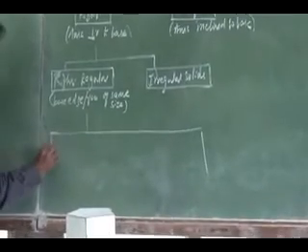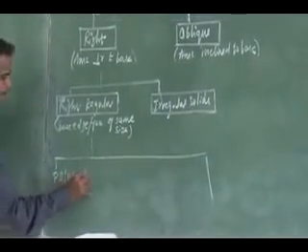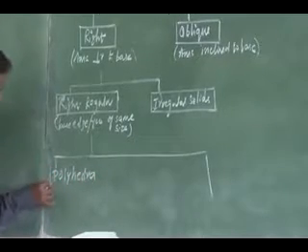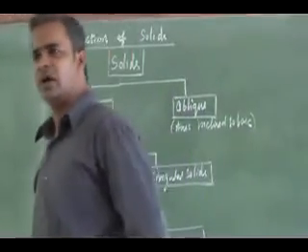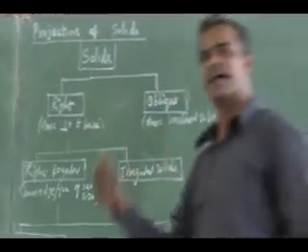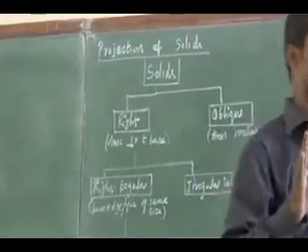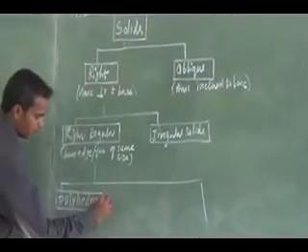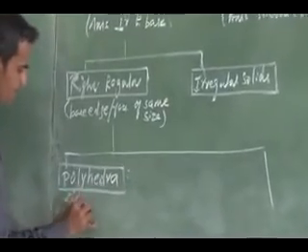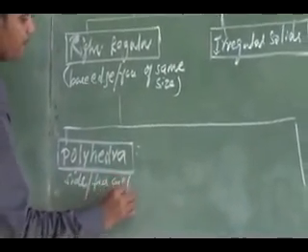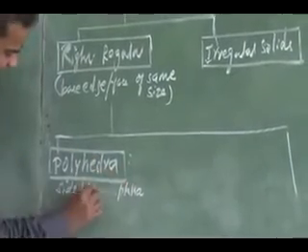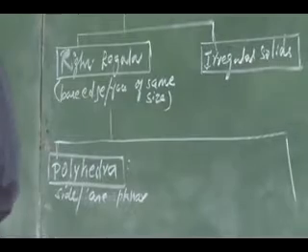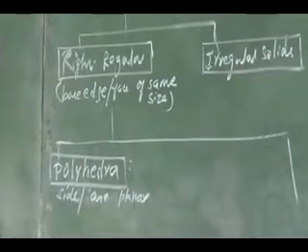One is polyhedra. Polyhedra, in the sense, is a solid whose sides, its faces, are planar surfaces. If the sides of the solid are planar surfaces, then it is called a polyhedra.